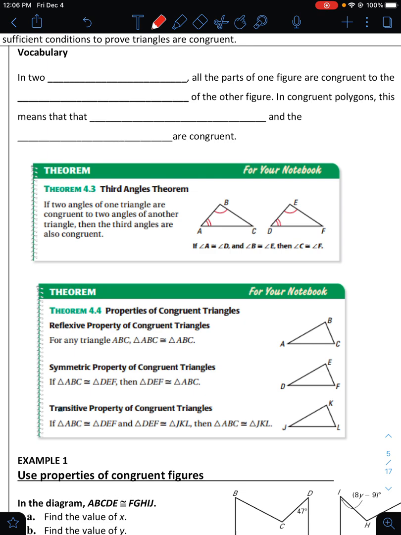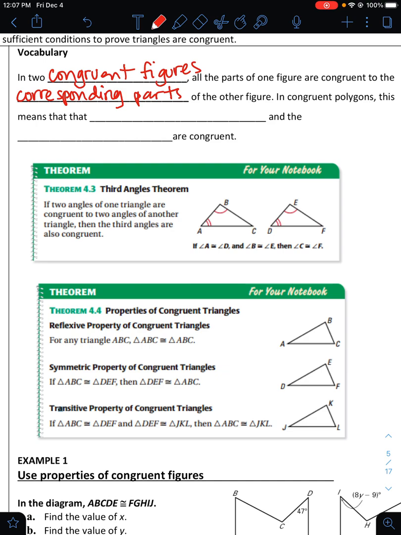All right, the first blank I'm going to have you fill in is the phrase congruent figures. Congruent figures. In two congruent figures, all the parts of one figure are congruent to the corresponding parts of the other figure. So this is corresponding parts. So every item in one figure is congruent to its corresponding parts in the other figure.